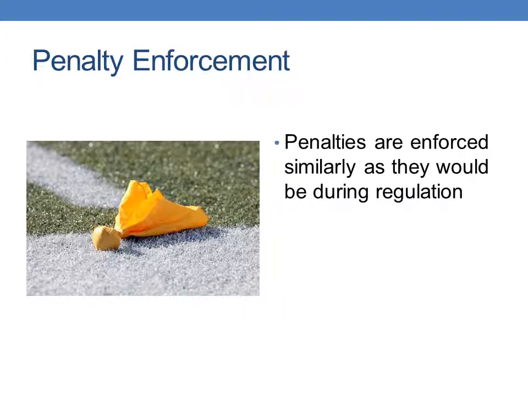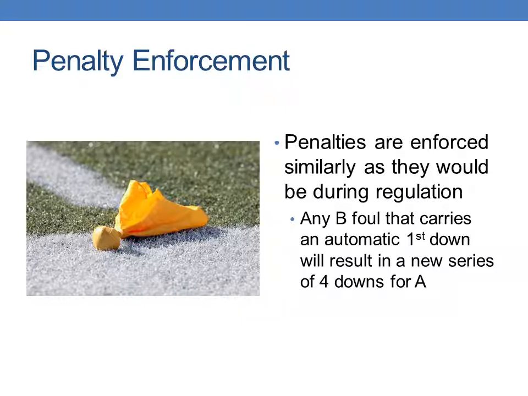Penalties are enforced similarly to the way they would be done during regulation. Important to note here that any B foul that carries an automatic first down will result in a new series of 4 downs for A. I know this list is a lot shorter than it has been in the past. Just know that if B commits an automatic first down foul, it will now be first and goal for A again, regardless of where the ball is left on the field.